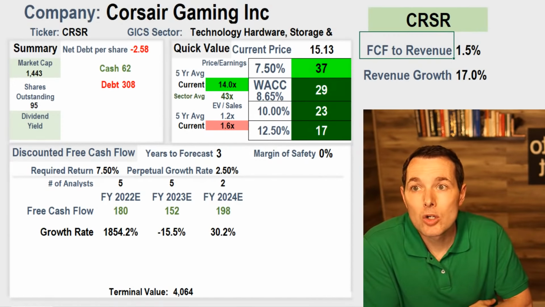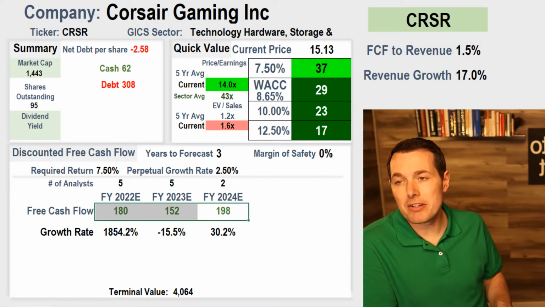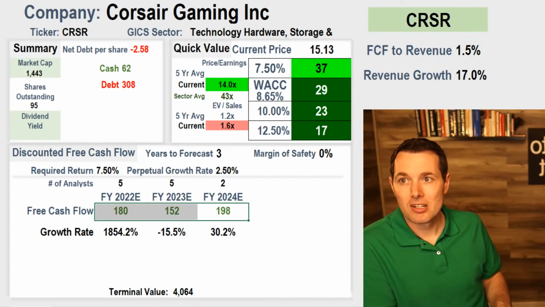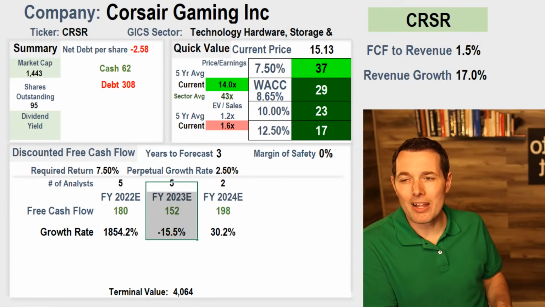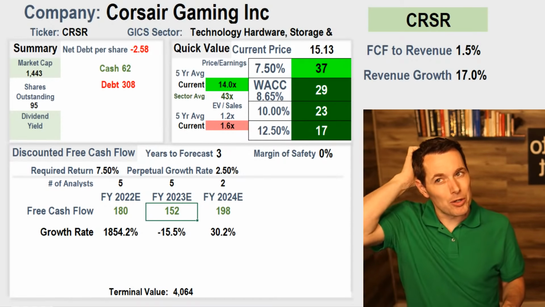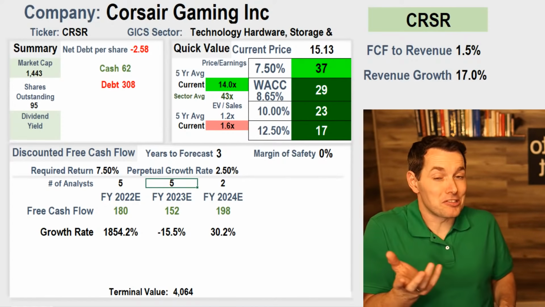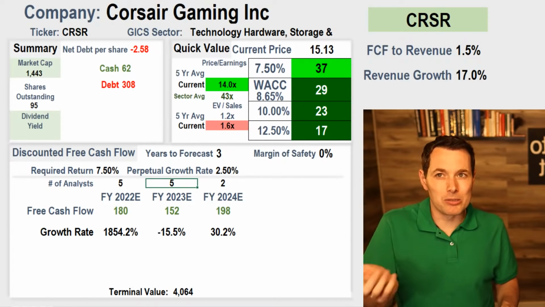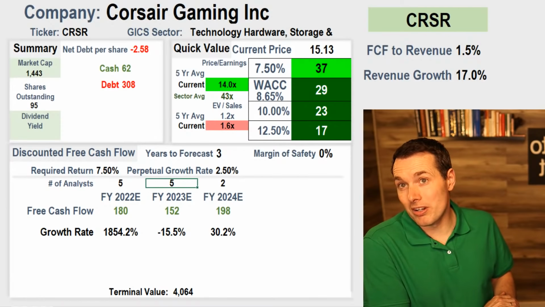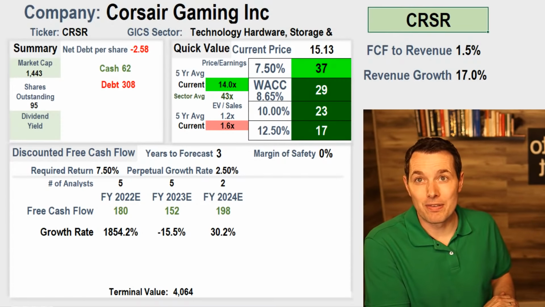Corsair Gaming. Okay, we've got very reasonable free cash flow. Analysts' estimates drop from 180 to 152, and I wonder why analysts are projecting that. There are 5 analysts at both time periods, and I'm assuming they're the same analysts. Overall, it looks quite undervalued. Even at 12.5%, it's undervalued.